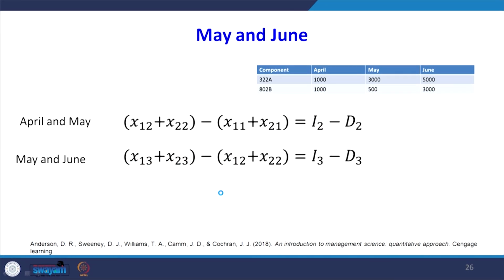Already I have explained this for the month of April. Now suppose you are producing from April to May. We have to go for May month production, that is X12 plus X22, minus April month production, X11 plus X21. That difference is I2 minus D2. If you want to find the variable between May and June, June month production X13 plus X23, minus May month production X12 plus X22, will give you I3 minus D3.